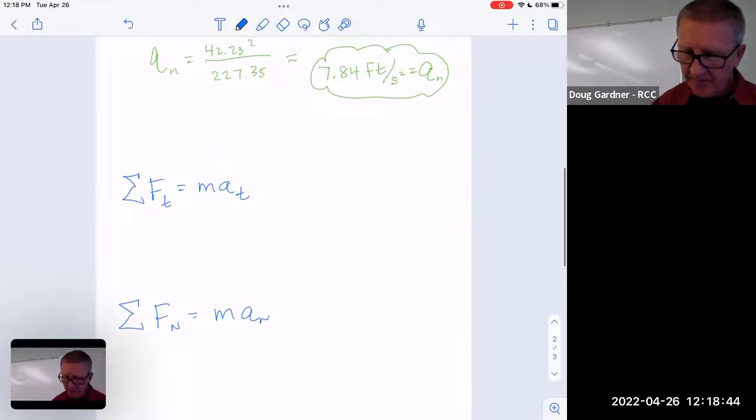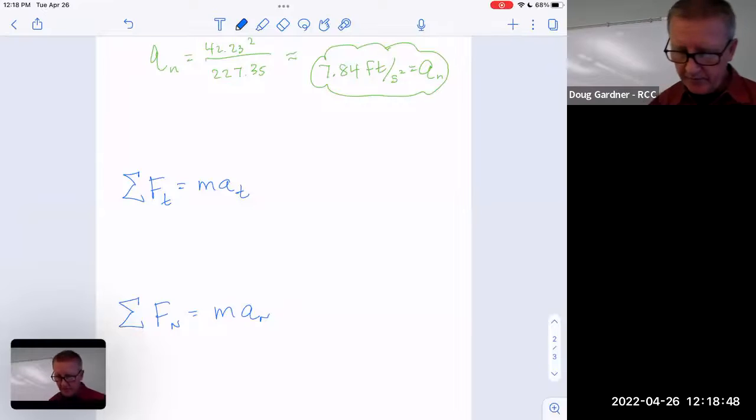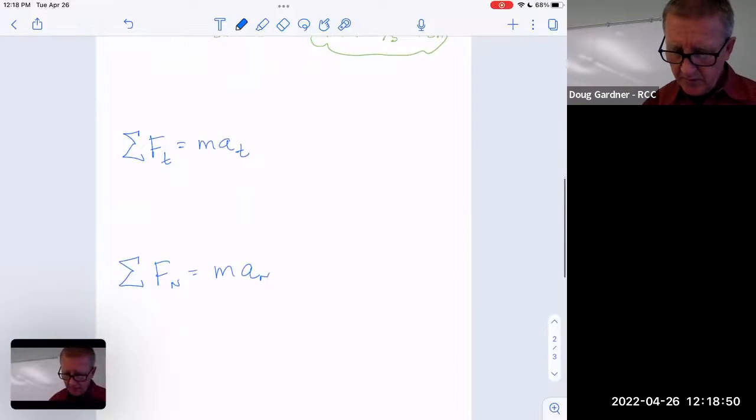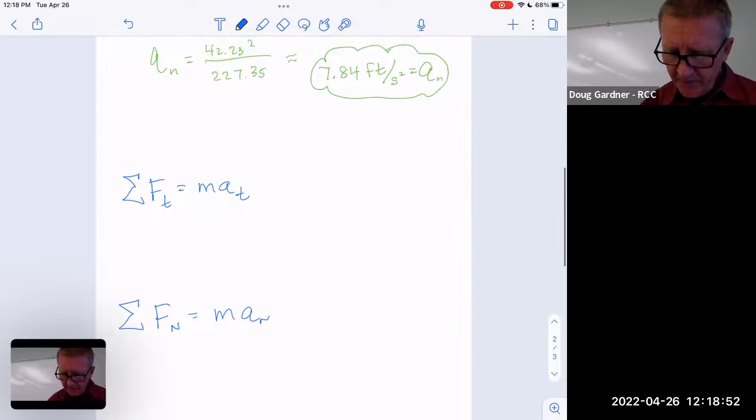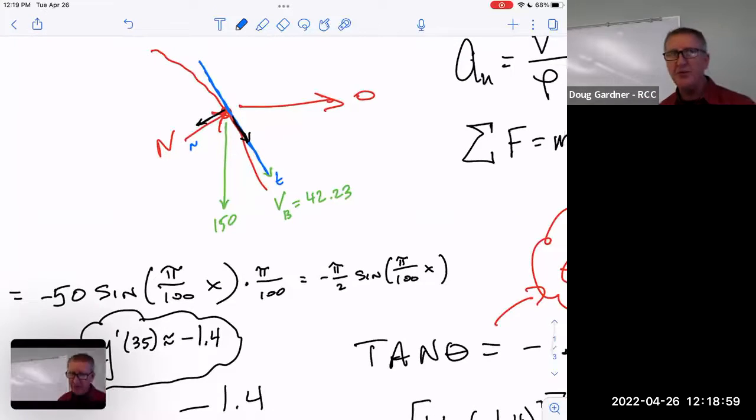So part of me thinks, hey, I just found acceleration normal, that's part of that second equation. So maybe that's useful. But notice it's asking for forces that are tangential and normal. And so that takes me back to this place. What we said earlier is I really do need to know that angle, don't I? Because I've got to convert that 150 into its two components, if you will.